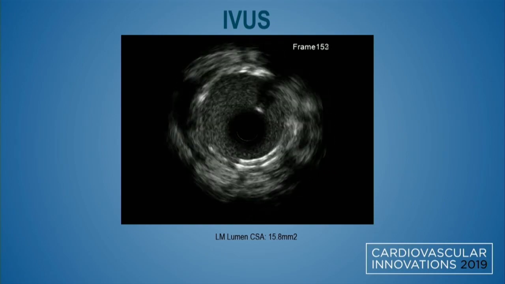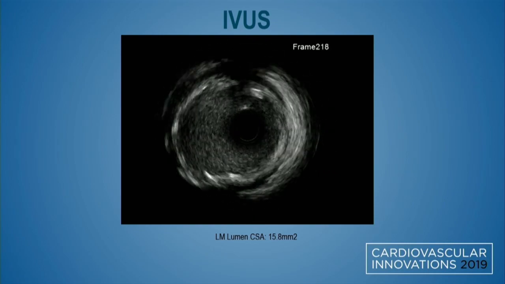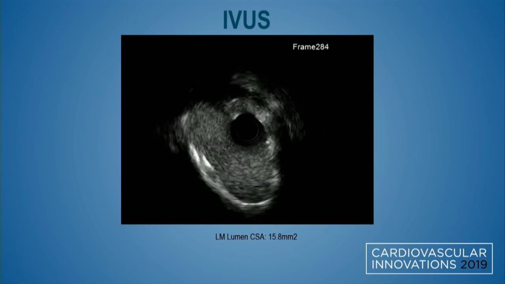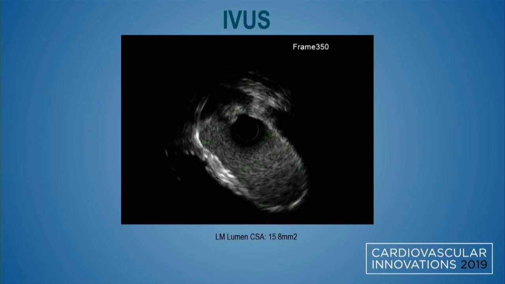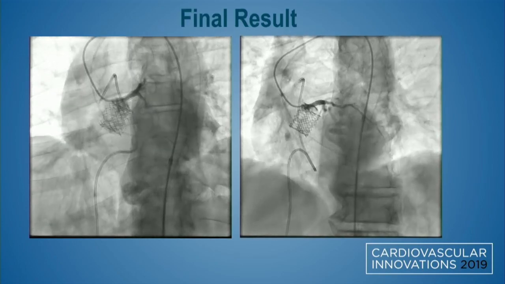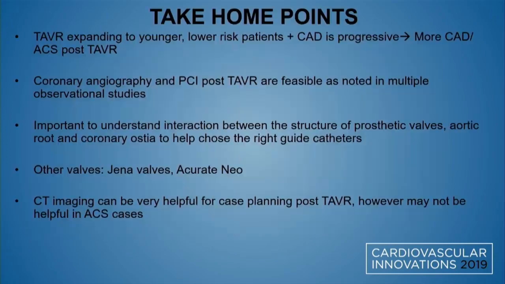So really important to understand this interaction between the valve, the root, as well as the heights of the sinus, and plan your procedure. And that was the final result. So take home, I would say, TAVR is expanding to younger, low-risk patients, and we'll be seeing more of the CAD, ACS post-TAVR. And coronary angiography and PCI is feasible, as we have seen in a lot of these observational trials. And it's important to understand this interaction between the three factors while doing your PCI.